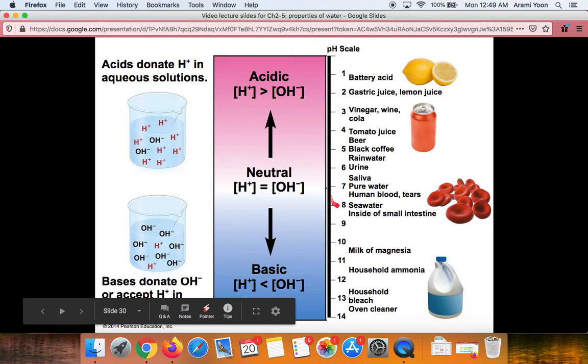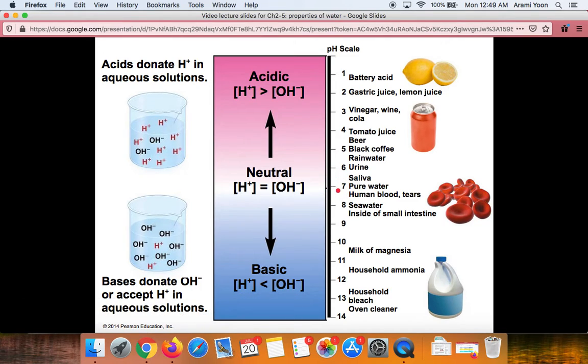If you have a pH of 7, what that means is that the hydrogen ion concentration is 10 to the negative 7, which means that out of every 1 million molecules in the solution, one of them is going to be a hydrogen ion.